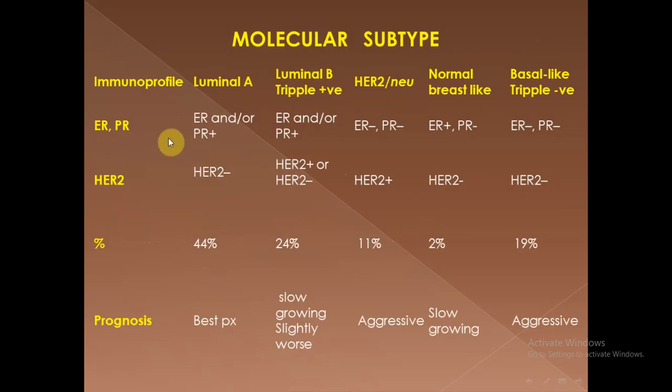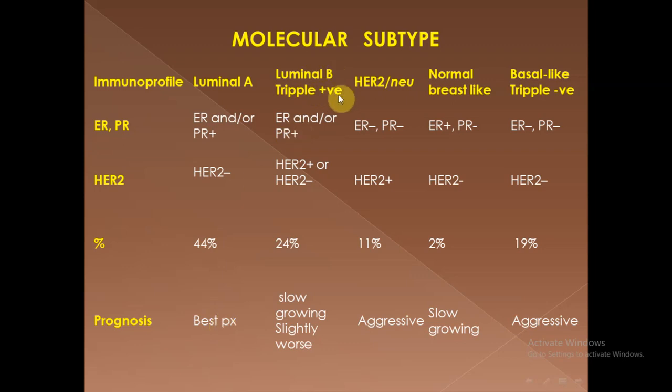Here we have 4 types: luminal A, luminal B, HER2 enriched, normal breast-like, and basal-like triple negative molecular type. As you see here, the classification depends on the ER/PR status and HER2 receptor status. In luminal A, ER and/or PR are positive, HER2 negative. This accounts for about 44% of cases, and it is the best one in its prognosis.